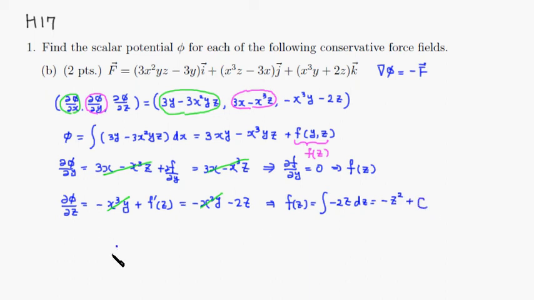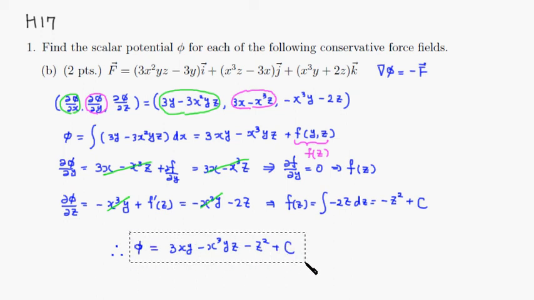So therefore, we have a complete formula. Phi is going to be 3xy minus x cubed yz, and then negative z squared plus some constant c. So that is the function phi, the scalar potential that we're looking for. Alright, that's it. I hope that this was clear.